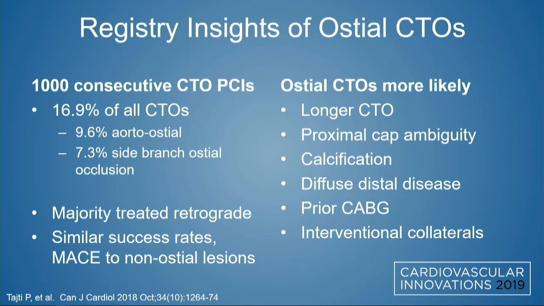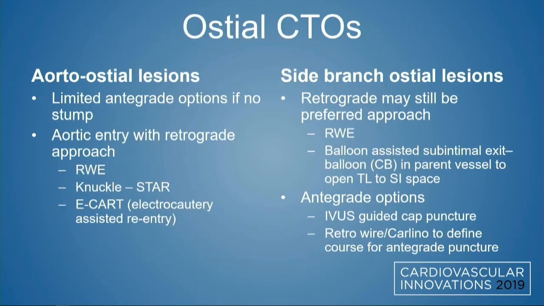One of the things that was found is that the ostial CTOs were more likely to be long CTOs, were more likely to have proximal cap ambiguity. They were more calcified, had more distal disease, more prior CABG patients, and more cases that had usable interventional collaterals.